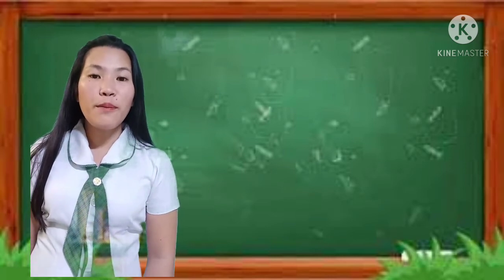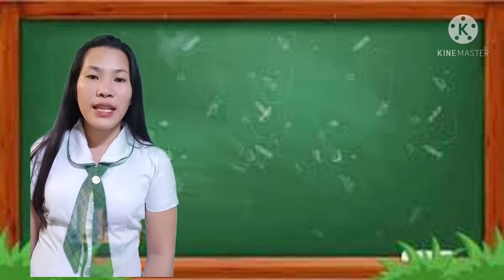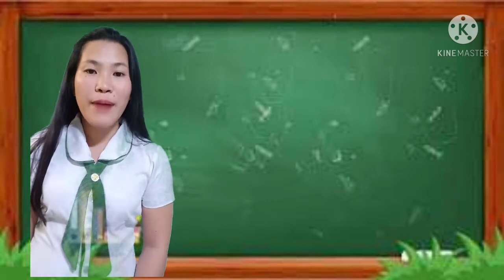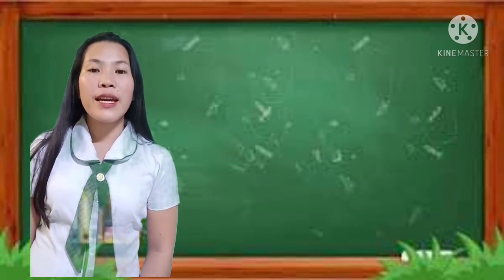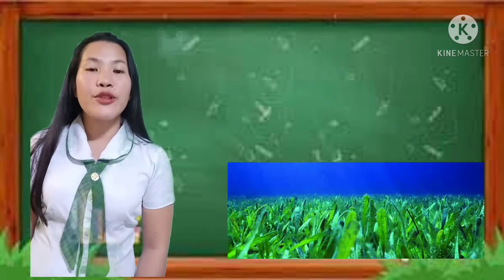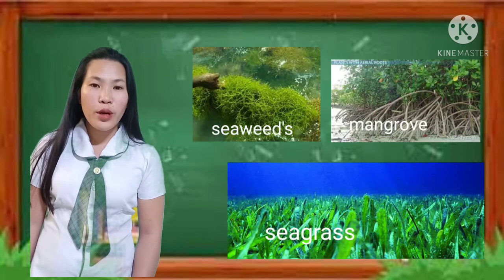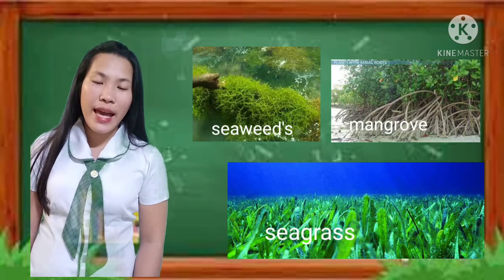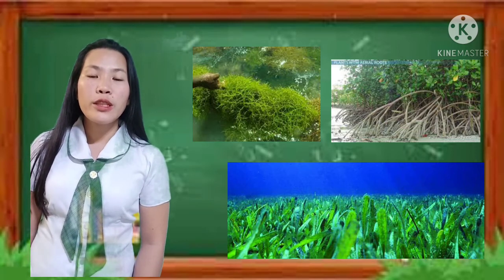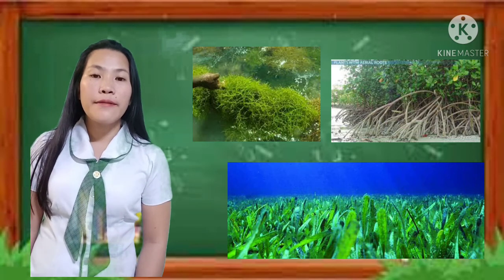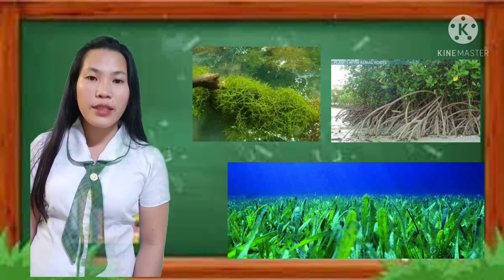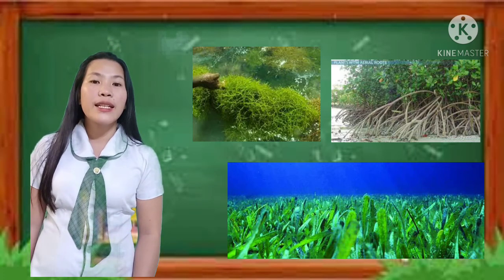Examples of plants that we can see in the ocean or in the sea, or plants that can survive in salt water, are seagrass and also the seaweeds and the mangrove. All those plants will serve as the feeding and breeding place of the animals that we can see in the particular area.